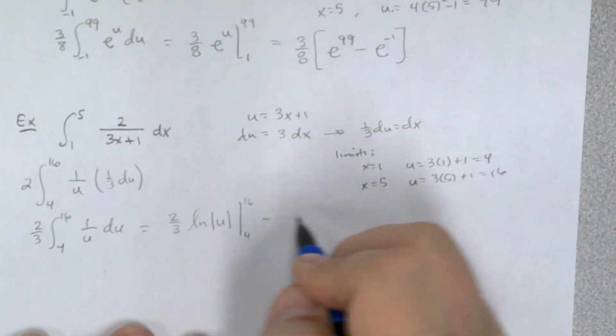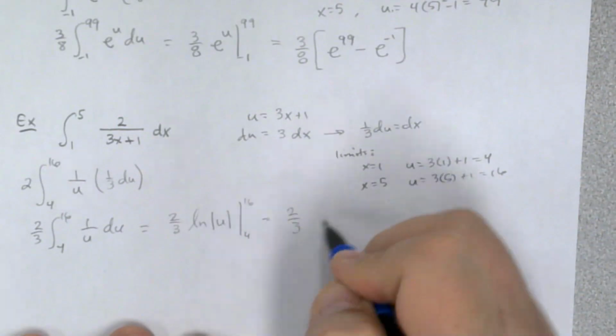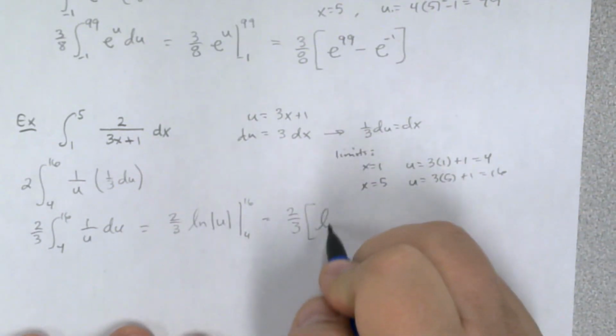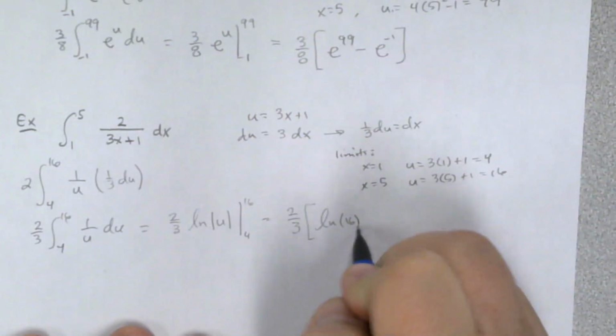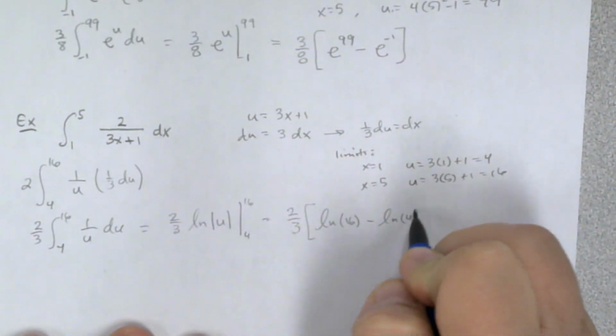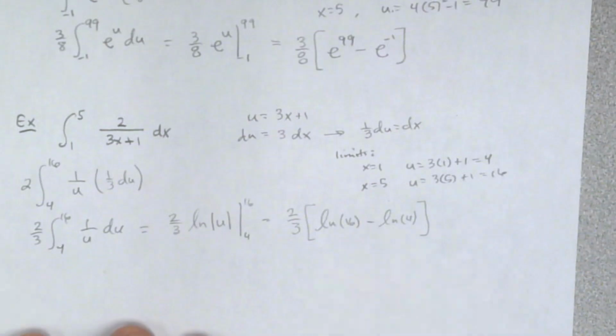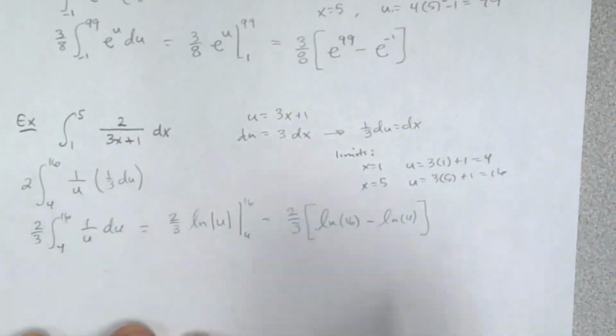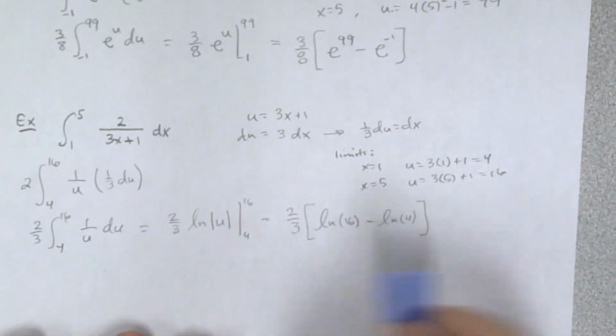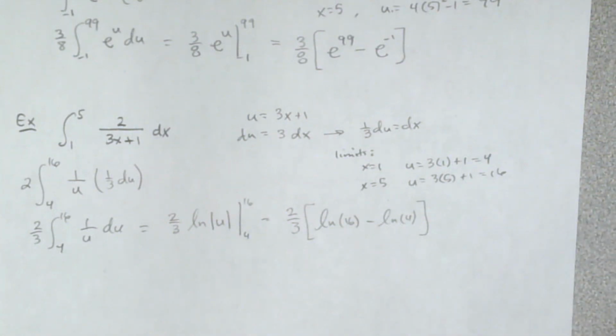So you simply plug it all in. It is the upper minus the lower, and there you go. If simplification could be achieved, then you would do so. Okay? All right, let's take a look at some more examples.